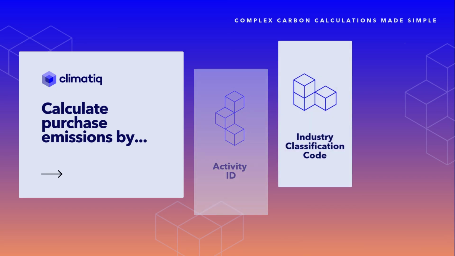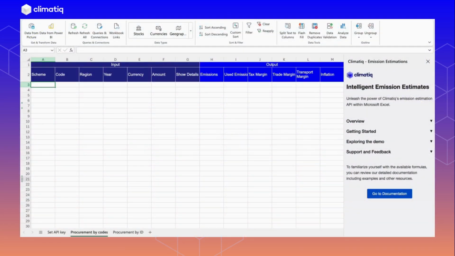Let's start here first. To calculate emissions using an industry classification code, you'll need to provide several key pieces of information. Let's go through them step by step. First, select your classification schema. The valid options include MCC, UNSPSC, ISIC4, and NACE2. Next, enter the specific classification code. Remember, for UNSPSC, the last 4 digits should be 0.